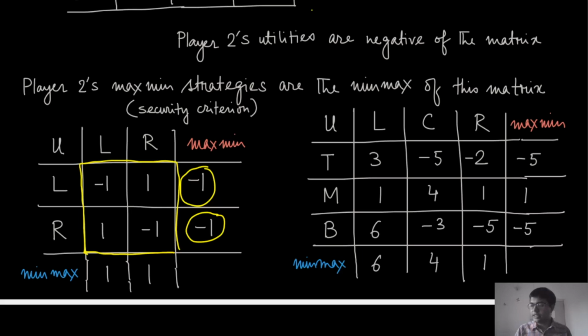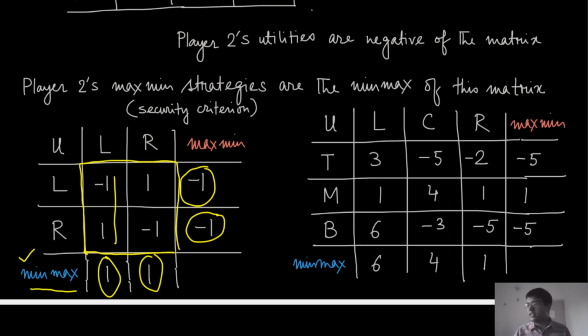So in this case, the min max, you first take the maximum over the column, and that will give you these numbers for both these columns, and then you take the min, which is going to be 1 in this case. And that min max value, the negative of that, is actually going to give you the max min value for player 2.